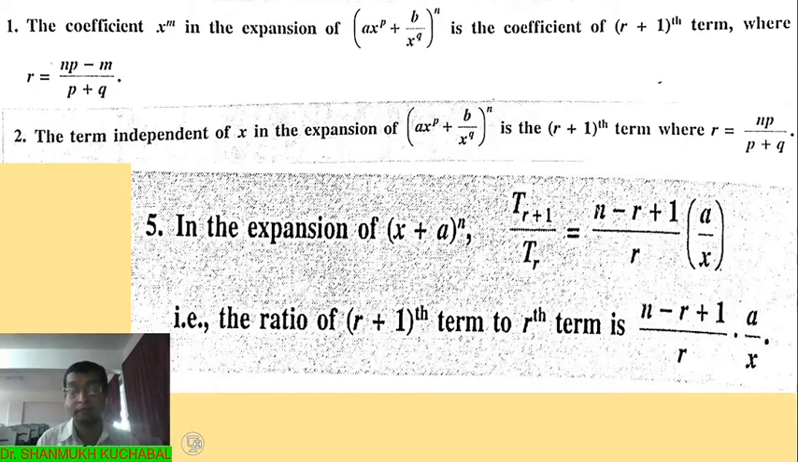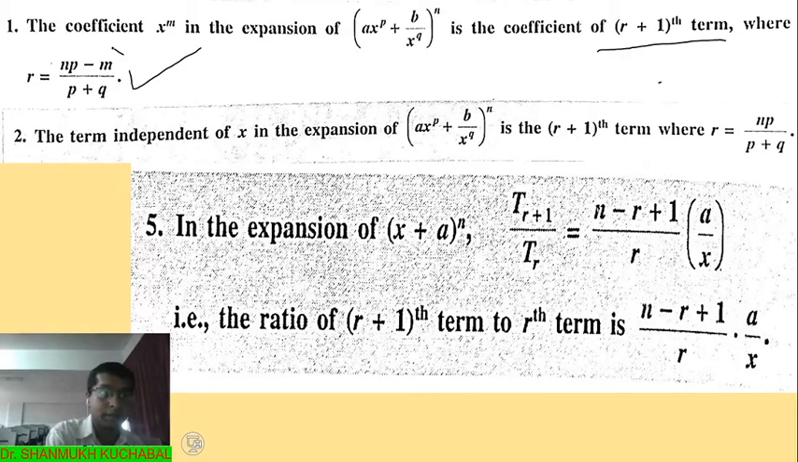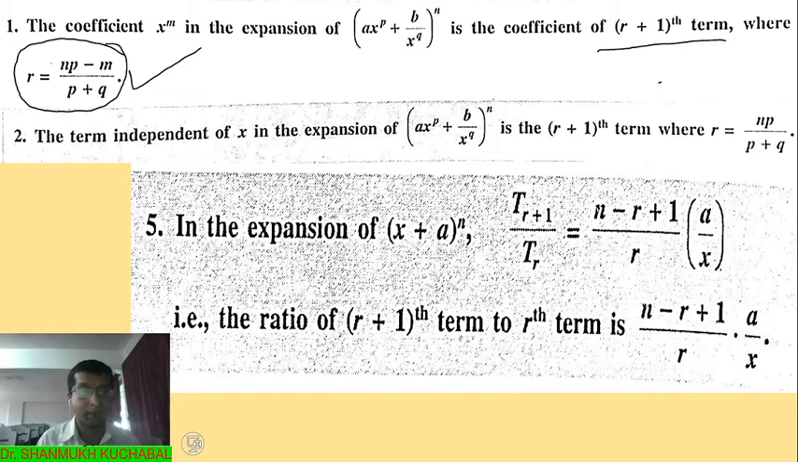Next, the coefficient of x^m in the expansion of (ax^p + bx^q)^n is the coefficient of the (r+1)th term, where r is given by this expression. Very important, you have to remember this. In order to find the (r+1)th term, you have to use r = (np - m)/(p + q).